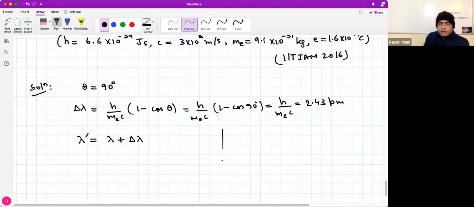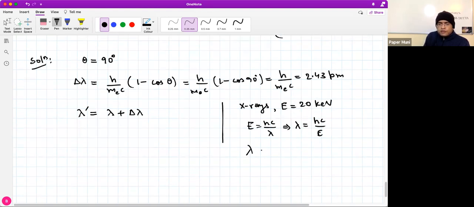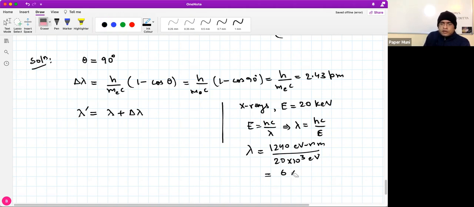In this case, we have been given the energy of the X-rays, E is equal to 20 kilo electron volt. So E is equal to hc by lambda, or lambda is equal to hc by E. Instead of hc, we write 1240 eV nanometer divided by the energy, which is 20 into 10 to the power 3 eV. Solving this, it becomes 62 into 10 to the power minus 12 meter, so it's a picometer here.